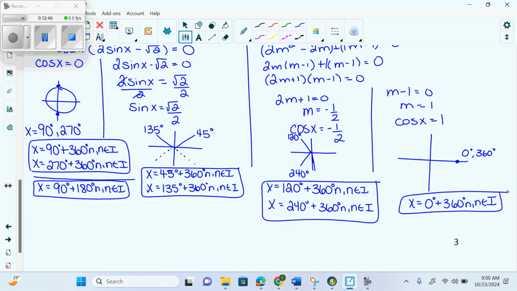Do I need to write a 0? No. Why? Because 360 times 0... if n is 0, it's already 0. So you always have to put your initial principal angle between 0 and 360 unless it's 0. Yep.